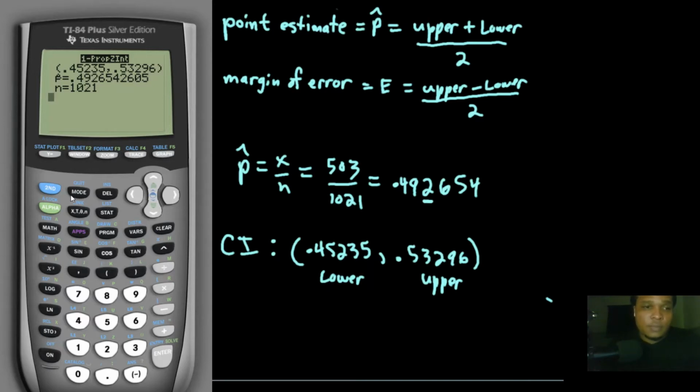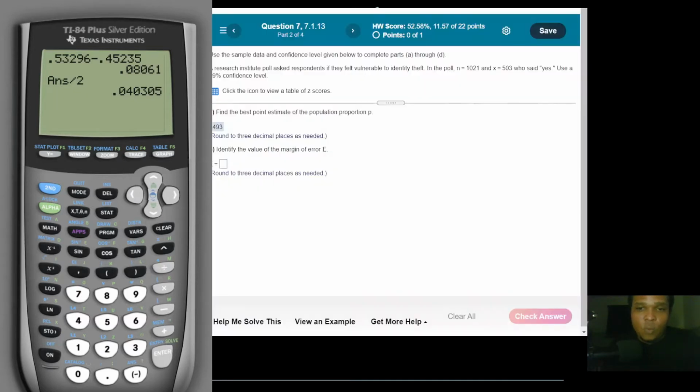Okay, so let's do it. We already wrote it down. During your test, you want to write this stuff down because the calculator can't store every single thing like that. So 0.53296, we're going to subtract 0.45235. Hit enter. Divide that by 2. And there's your margin of error right there. 0.0403.